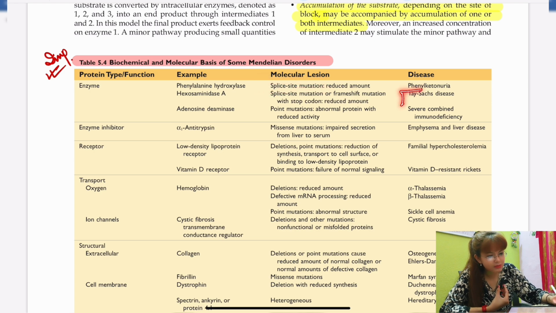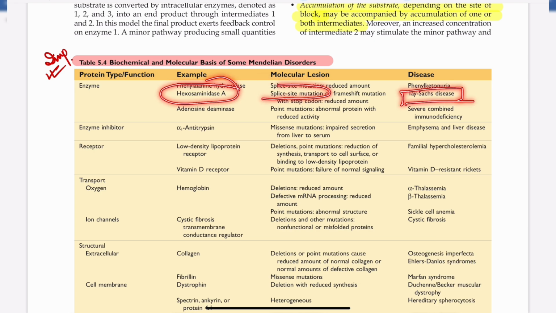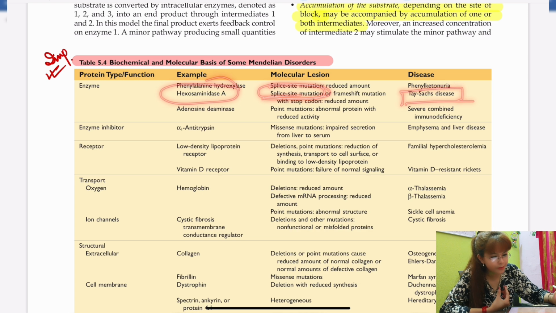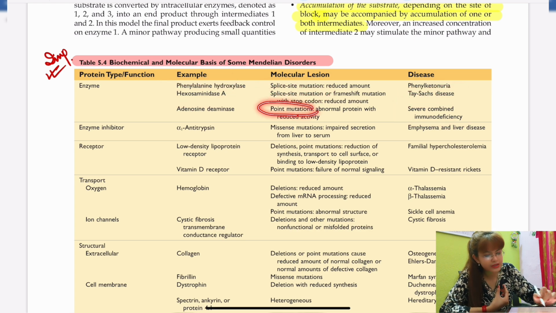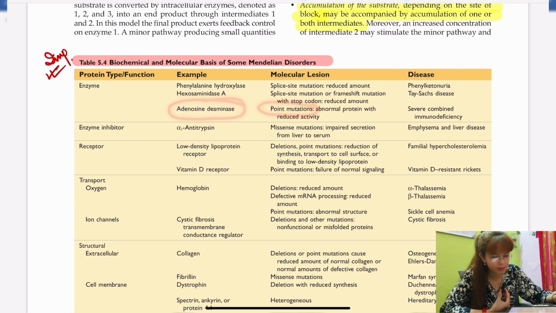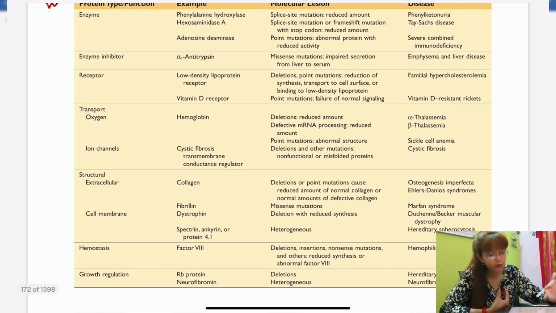Tay-Sachs disease may be the same. This is the enzyme involved, and a splice site mutation is happening. In severe combined immunodeficiency, there are point mutations happening in the enzyme adenosine deaminase. All these points are important. I would encourage you to read this chart very, very thoroughly.